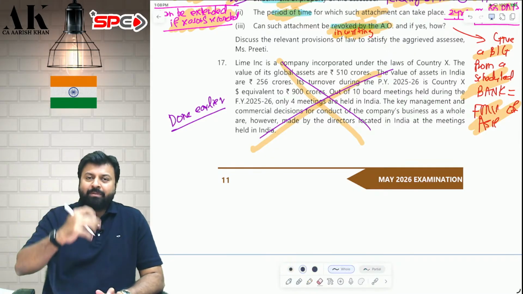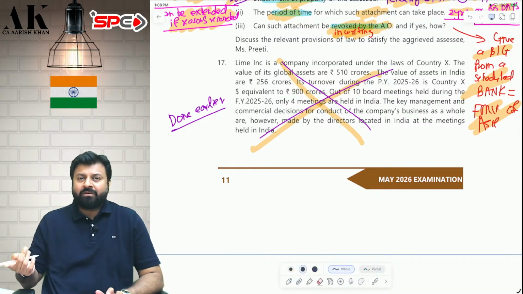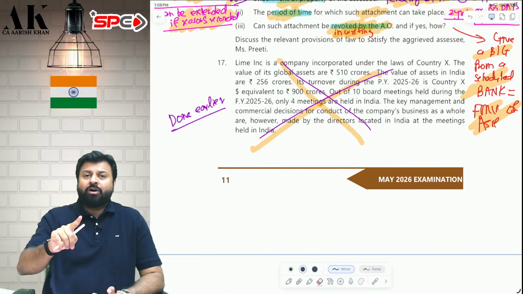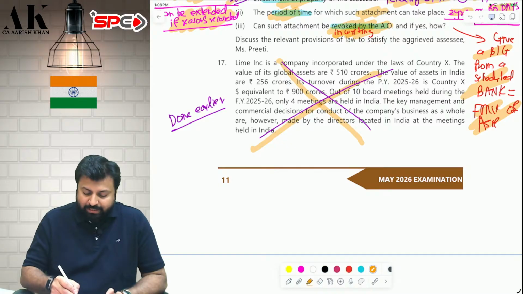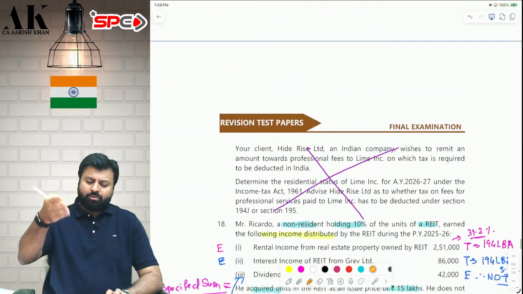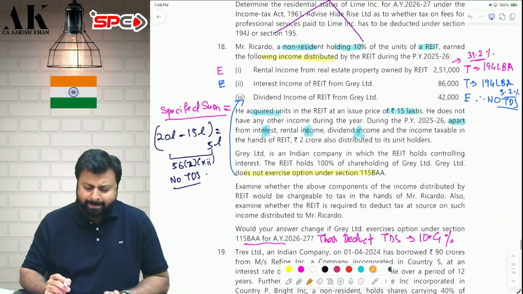Now we are making some payment of professional fees. So should I deduct TDS under 194J or 195? The law says that you have to deduct TDS under 195 and not under 194J. So that is what this question is all about. We have done this similar question earlier, the same question.